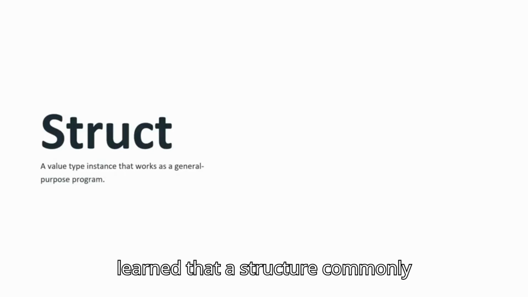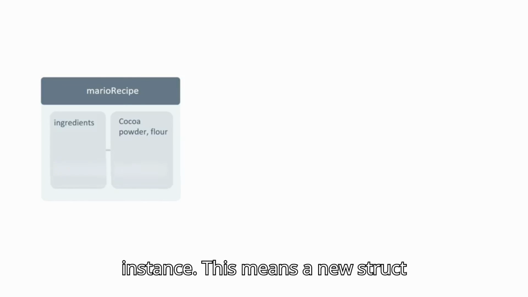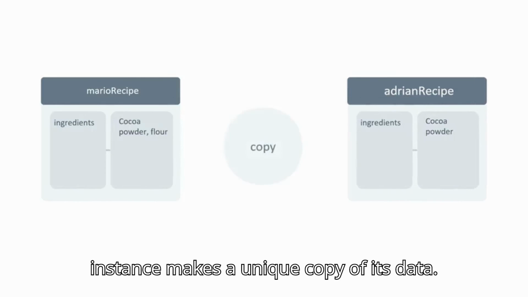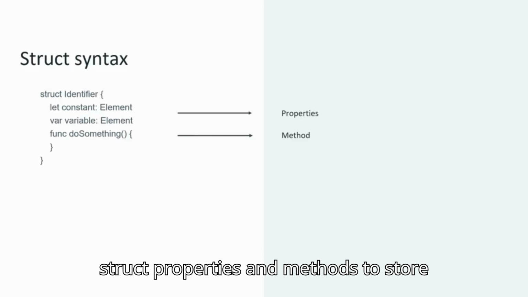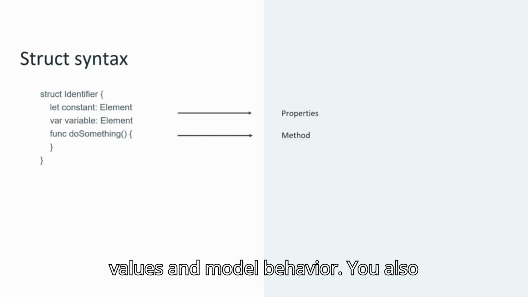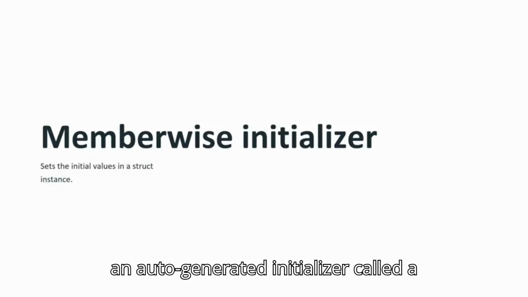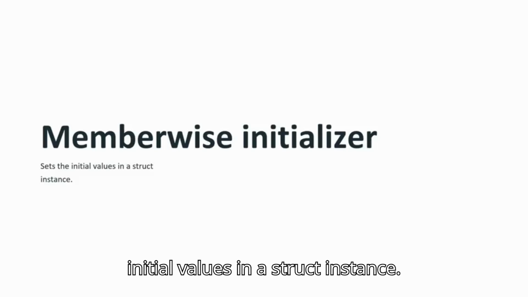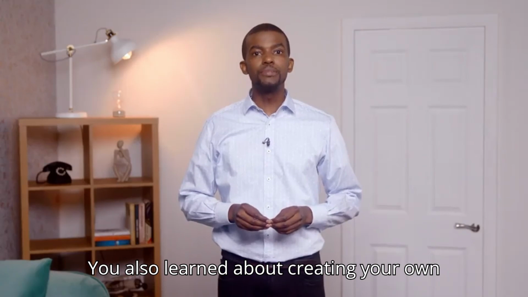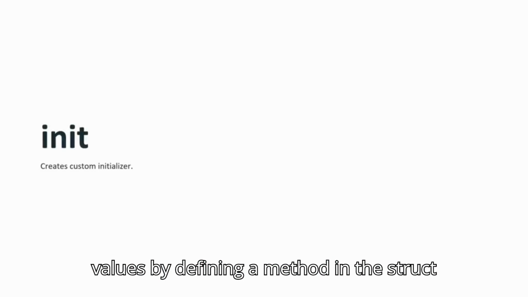More specifically, you learned that a structure, commonly referred to as a struct, is a value type instance. This means a new struct instance makes a unique copy of its data. You explored the Swift syntax to create a struct and discovered how to define struct properties and methods to store values and model behavior. You also discovered that every struct comes with an auto-generated initializer called a memberwise initializer, and that the memberwise initializer helps set the initial values in a struct instance. You also learned about creating your own initializer method to assign property values by defining a method in the struct definition using the init keyword.